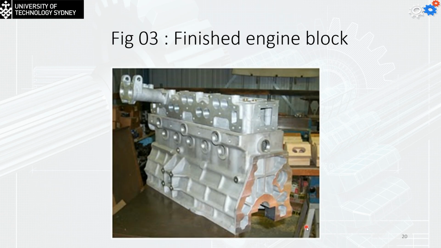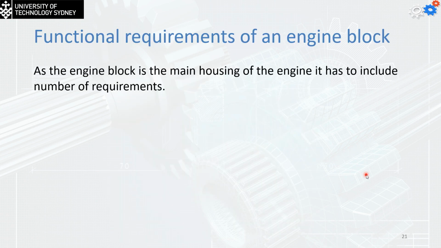So this is an example of the finished engine block. We are going to go through the process of the manufacturing of this engine. And as I told you, this is the engine we worked on in Sydney unit to build. It's made of aluminum because we couldn't have the furnace to melt the cast iron.